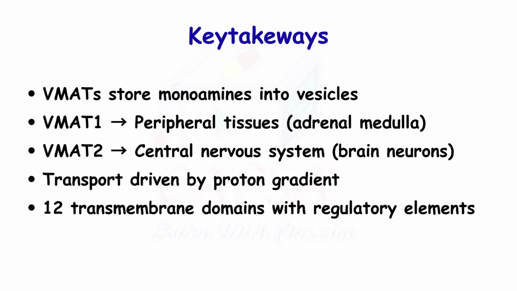Let's quickly recap what we have learned today. VMATs are essential for the safe storage of monoamines inside the synaptic vesicles. VMAT1 is mostly peripheral, whereas VMAT2 is central, both working through a proton gradient, using energy to concentrate neurotransmitters where they can be released on demand. Structurally, they share a common design with 12 transmembrane domains and complex regulation through phosphorylation and glycosylation.